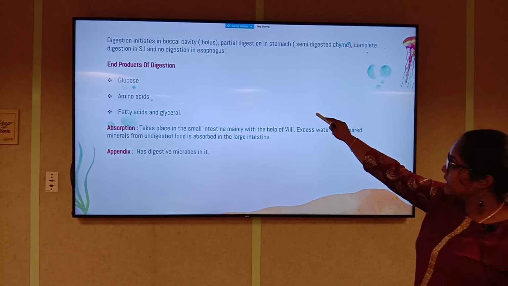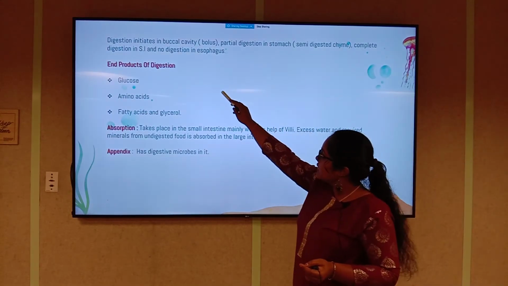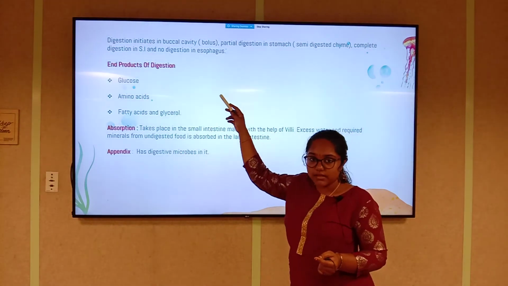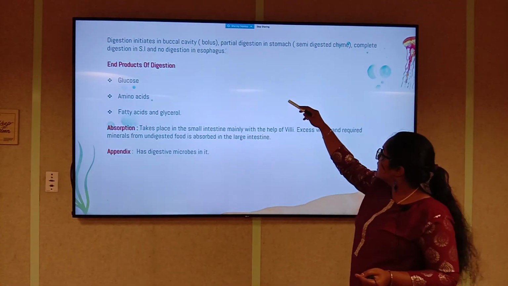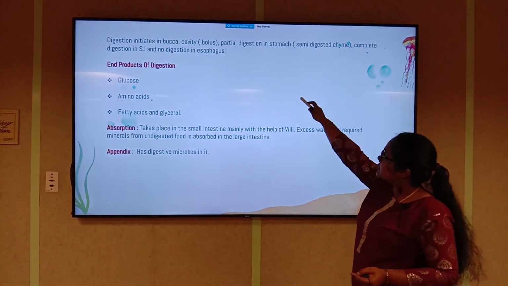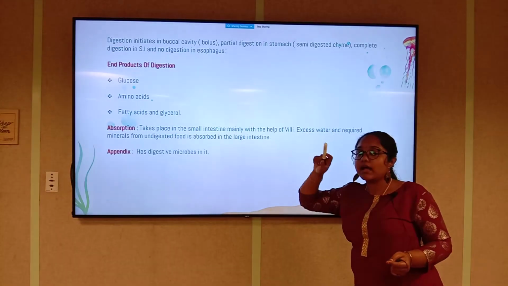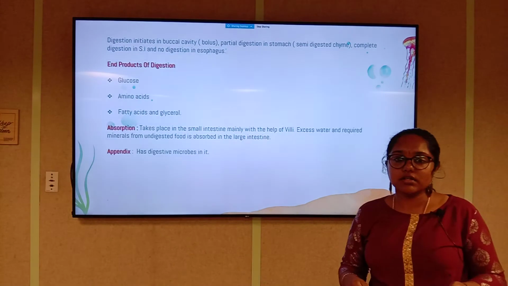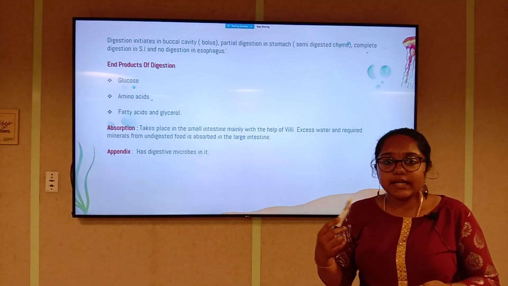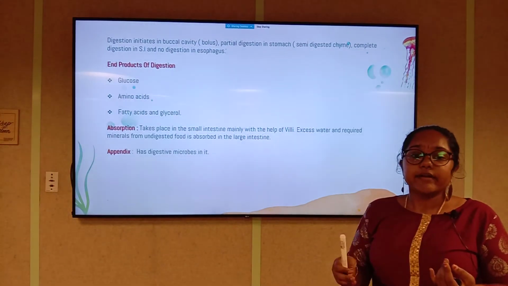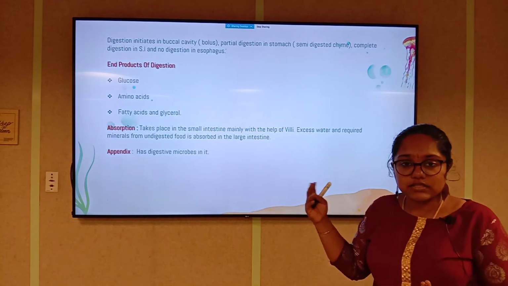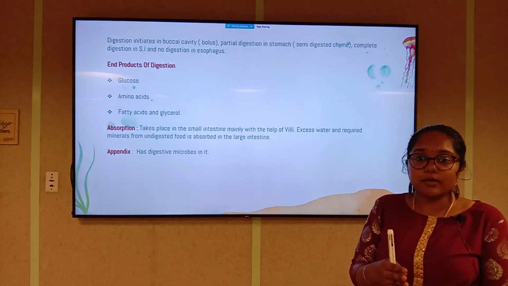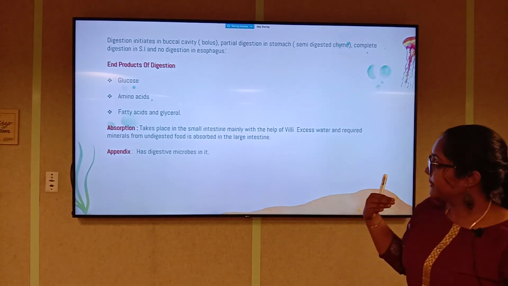Now here, mentioned again, the digestion initiates in the buccal cavity and food becomes the bolus. Then the digestion takes place partially in the stomach and the bolus becomes chyme. And when it reaches the small intestine, it is completely digested, where the undigested food is sent to the large intestine and the nutrition is absorbed into the blood.